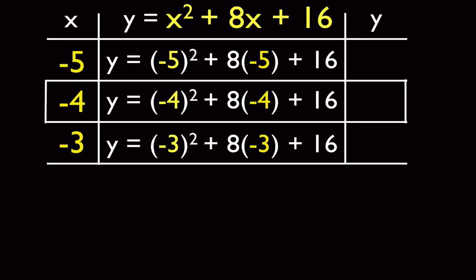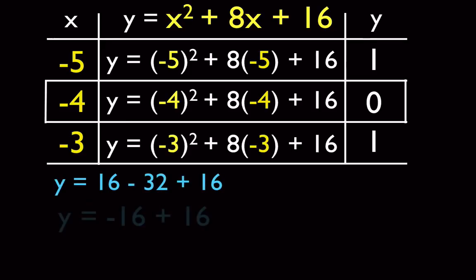So we're going to go ahead and start off with the vertex. That's going to give me 16 minus 32 plus 16, which simplifies to negative 16 plus 16, which is 0. What this means is that the vertex hits right on the x-axis. It's the x-intercept. So this is one of those special examples where the tip of the parabola hits the line.